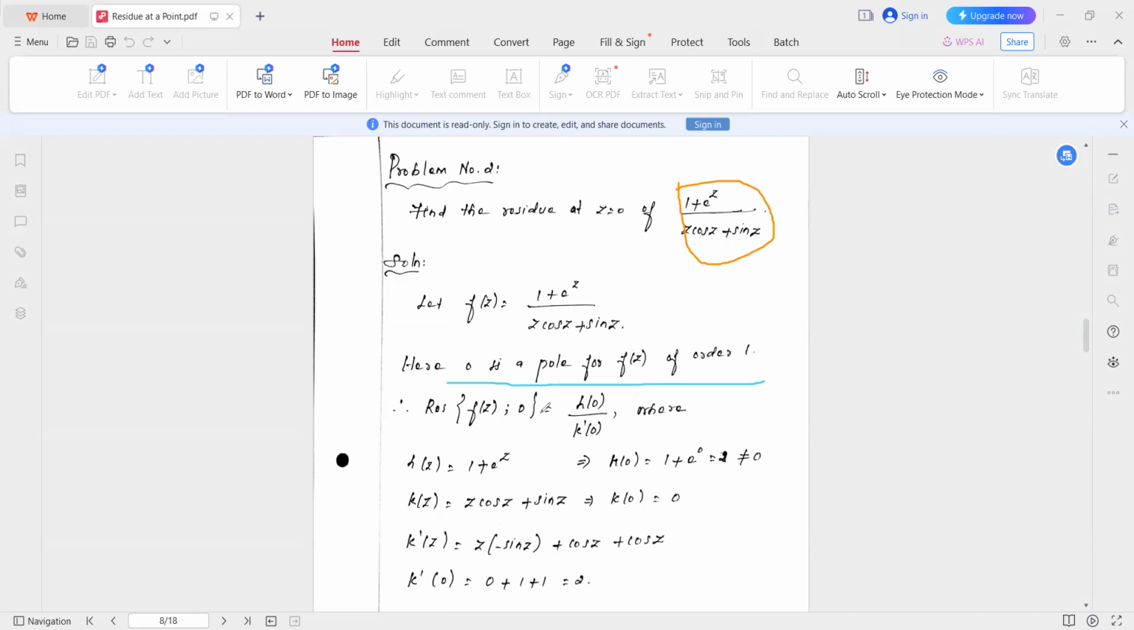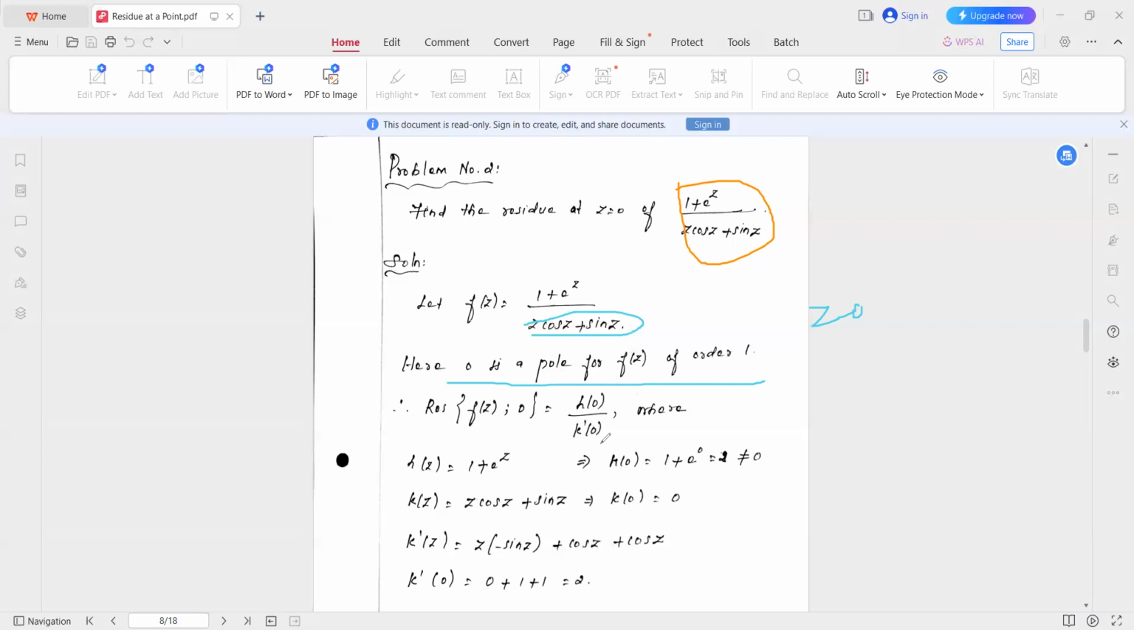So residue of f of z at the point 0. Here, you cannot apply the first formula and you cannot apply the second formula. What is the first formula? Limit z tends to a of z minus a into f of z. Here z minus a is z minus 0, but not as a separate term; in a multiplication way only, we are having z minus 0. So we cannot apply the first formula, and in the same way we cannot apply the second formula. So we should go with the third formula only.